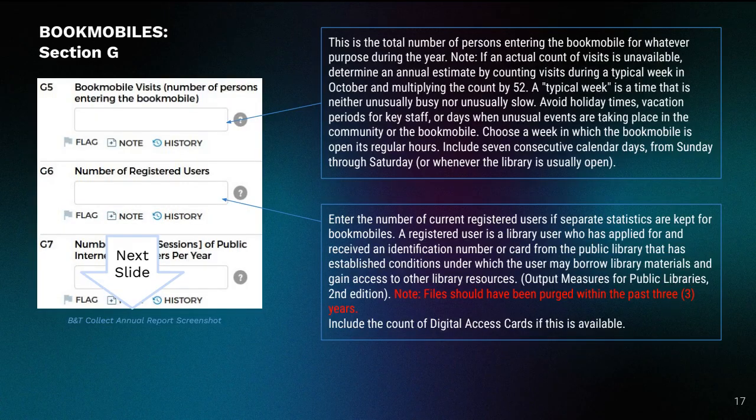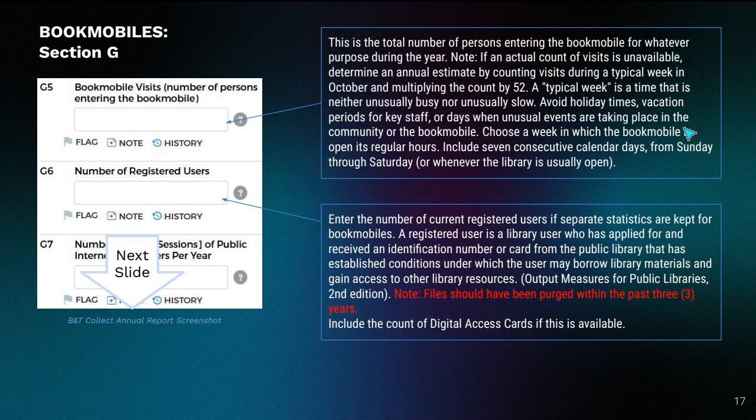Then we hop on over to visits. So this is the total number of people entering the bookmobile. If they visit the bookmobile, enter the bookmobile versus crawling inside of it. If it has a collection, that's the same essential thing. So if an actual count of visits is unavailable, then you're going to do an estimate of a typical week.